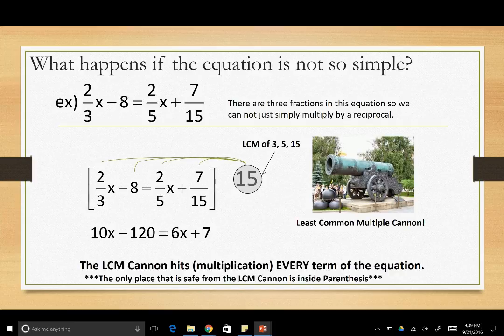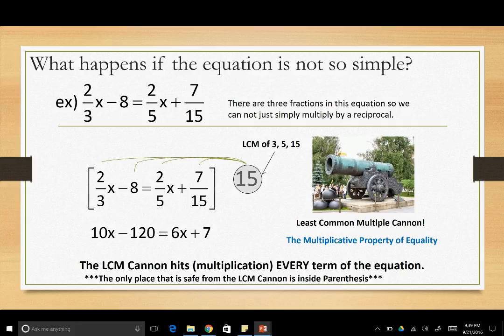One very important factor about the least common multiple cannon is that when we fire it, when we multiply, we have to multiply by every term, not just the terms that are fractions. You can see there I did multiply the 15 times the -8 and got a constant of -120. We have to do that because the least common multiple cannon really is our multiplicative property of equality.